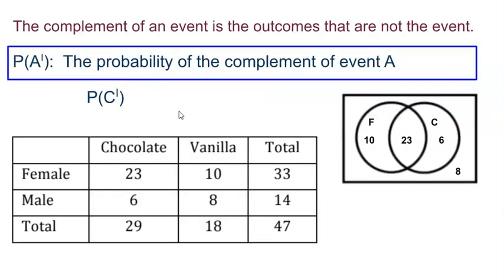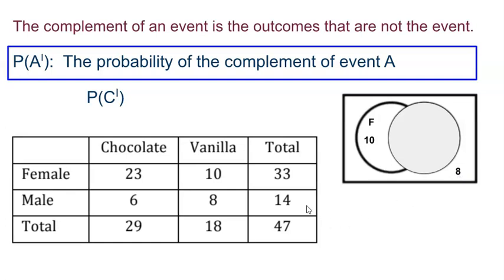The complement of an event is the outcomes that are not the event. So this notation means the probability of the complement of an event. Let's take a closer look at this and find the probability of the complement of event C, so the event of choosing chocolate. So we want to get rid of everything that had to do with chocolate. So in our Venn diagram, I'm going to block out the chocolate circle, and we're left with 18 people.